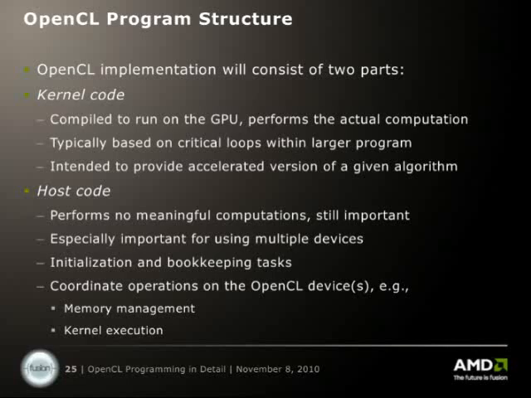Then the host code is going to perform no meaningful computation. There are no calculations done by the host code. However, it's still very important, especially as you'll see in the case of multiple devices. The host code will handle initialization and bookkeeping tasks, and then coordinate the operations on the OpenCL devices. This is primarily involved with memory management and the kernel execution itself.